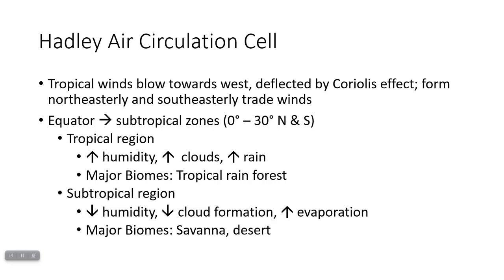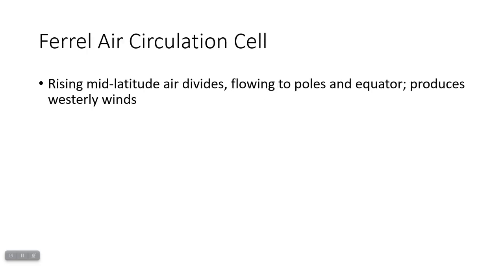In the subtropical regions, which are closer to the 30-degree mark on latitude, you're going to have cool air descending as it warms. It's going to absorb more moisture than it releases, so you're going to have higher evaporation rates than condensation. You're going to have less cloud formation, and this is where you tend to have the drier biomes like savanna or desert. The Ferrel circulation cell, if you remember, is mid-latitudes.